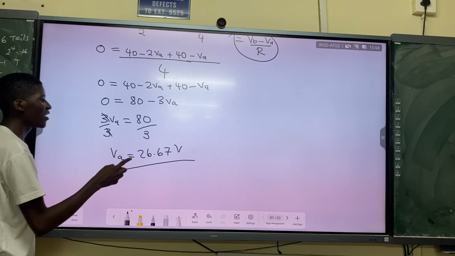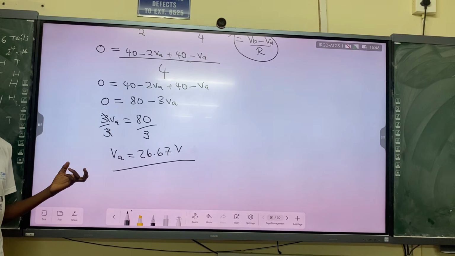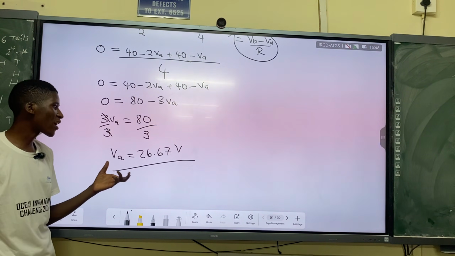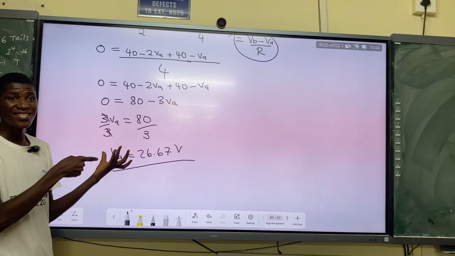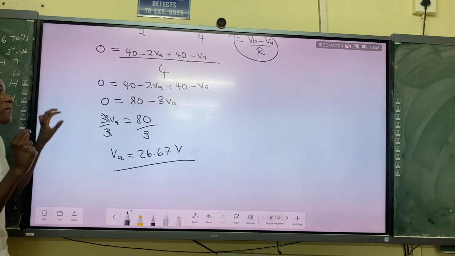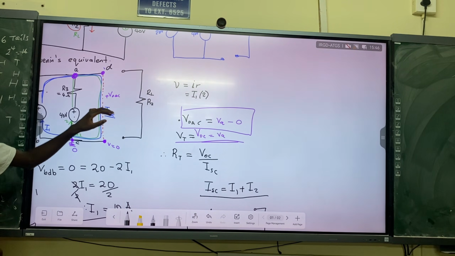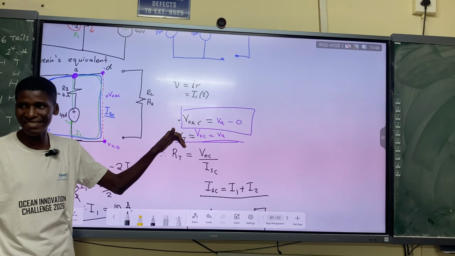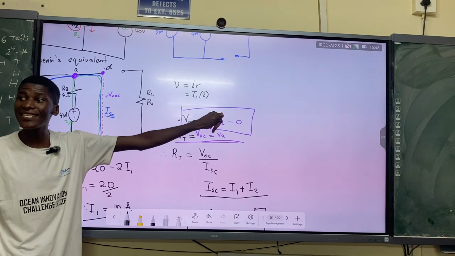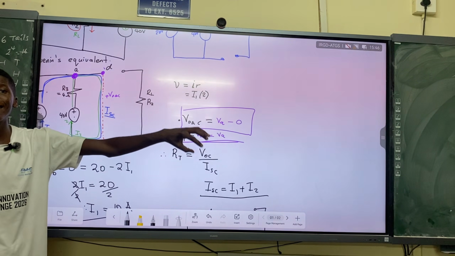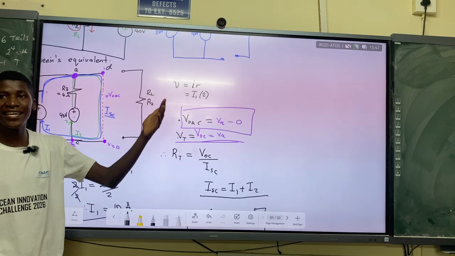26.67 volts. So this is the potential on node A. The specific potential on node A is the absolute potential. But our potential difference, or our Thevenin's voltage, is going to be equal to the potential at A. So our potential at A is equal to our Thevenin's voltage. No, it's equal to our open circuit voltage.